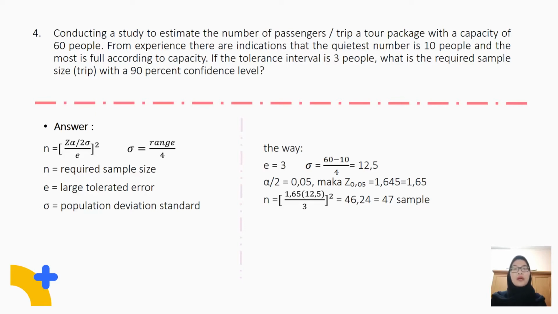The N is 1.65 multiplies by 12.5 per 3 squared 2 is equals to 46.24 equals to 47 samples. So we've got the answer is the 47 sample.